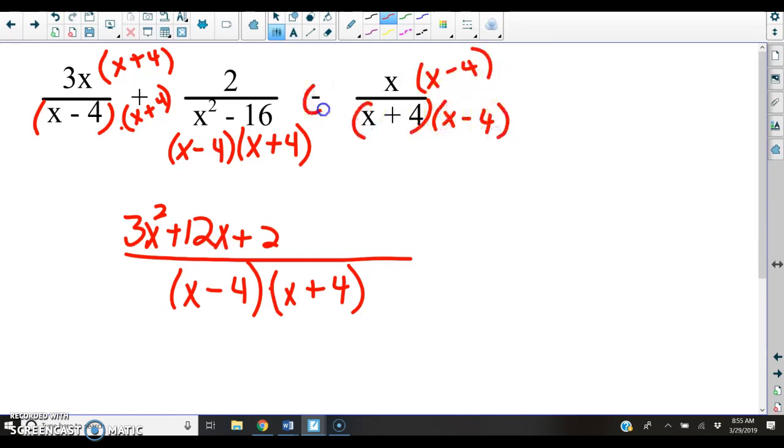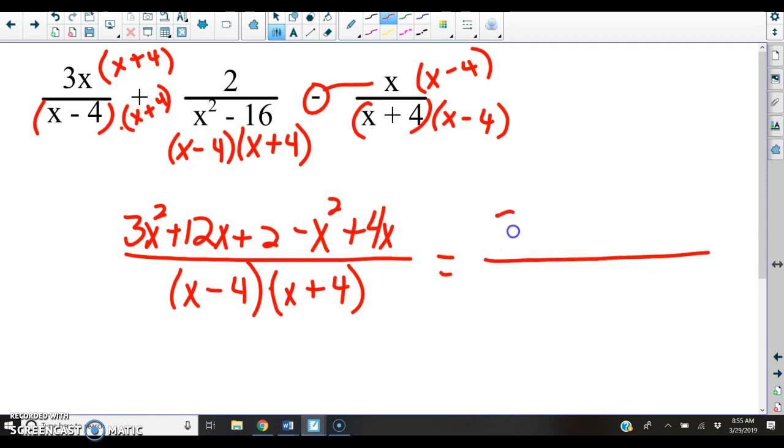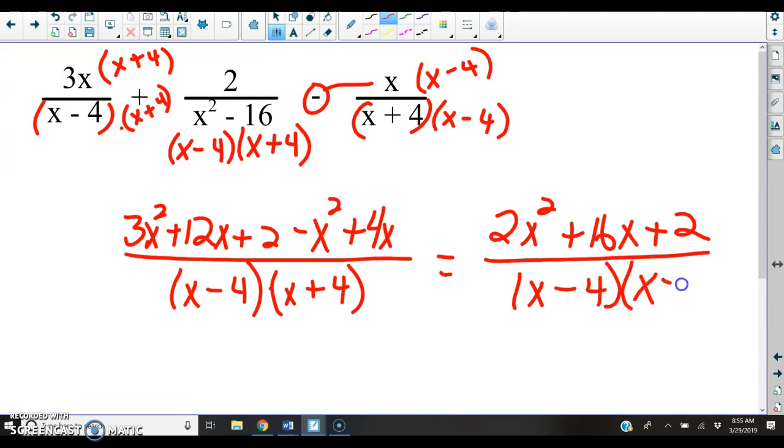Now notice this one has a minus. So I'm going to put that minus with it. So it's going to be minus x squared plus 4x. Watch your signs. So when I simplify that, it's going to be 2x squared plus 16x plus 2 over your x minus 4, x plus 4, which of course you could again write as x squared minus 16. The numerator does have a common factor of 2. So if I take a 2 out, that's perfectly acceptable.